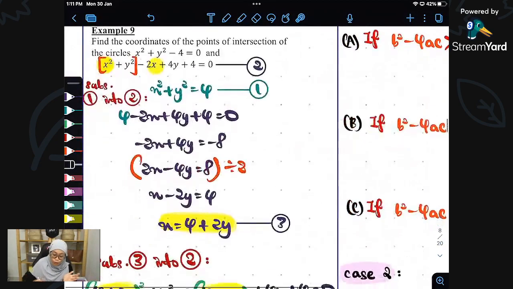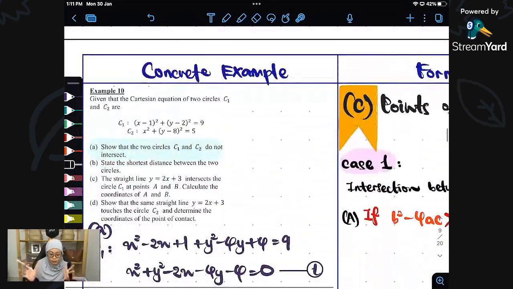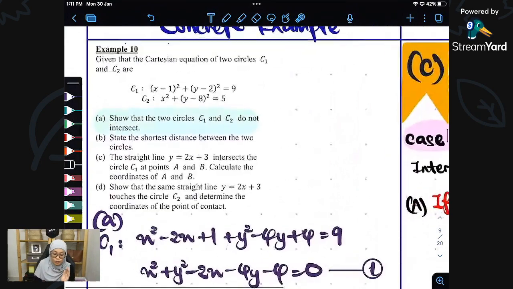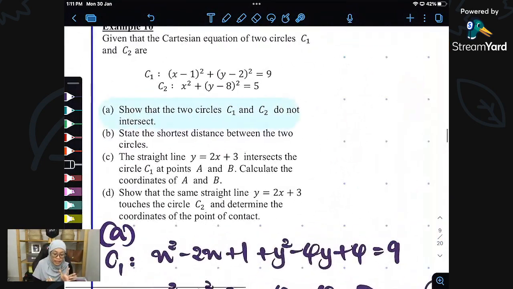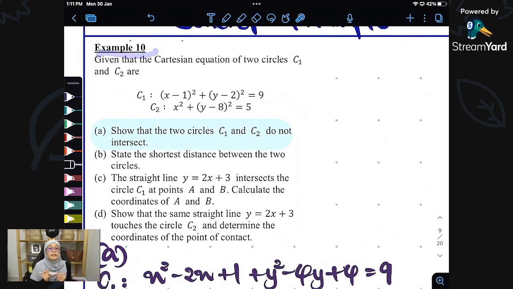Okay, saya sekarang tunjuk kamu soalan yang seterusnya supaya kamu tahu macam mana bentuk soalan yang suruh show. Okay, suruh show. So this is the next example. Given that the Cartesian equation of two circles, C1 and C2 are, so we are given two standard equation of circle. So please bear in mind this is standard equation of circles. So we have two circles, yeah, we have two equation of circles dia bagi kita tapi dalam bentuk standard form.